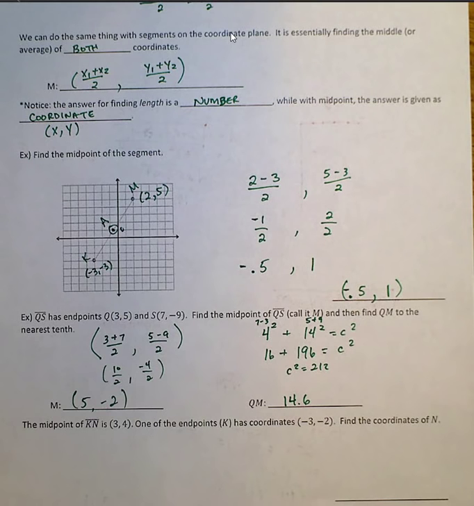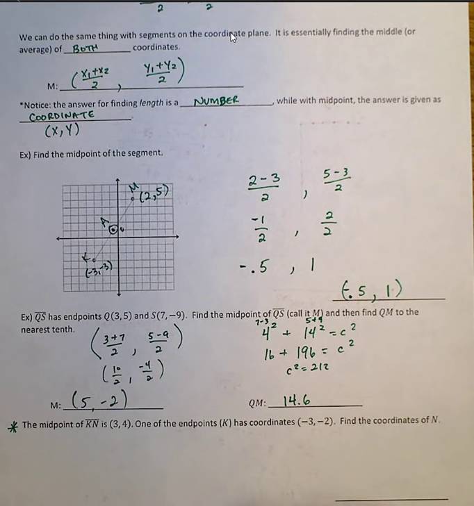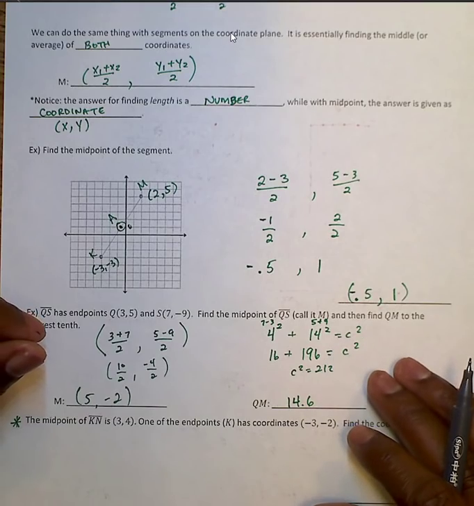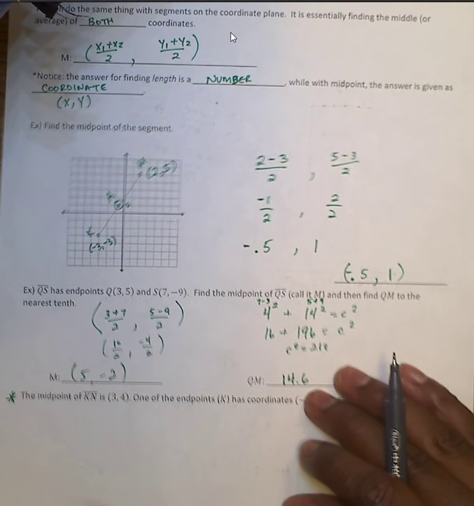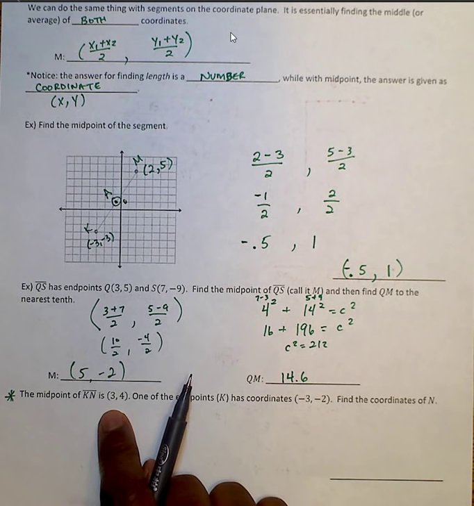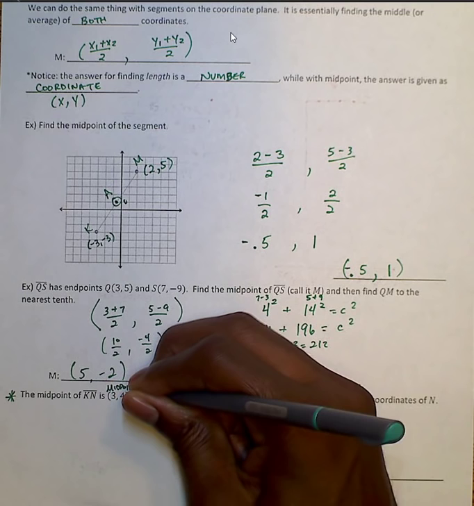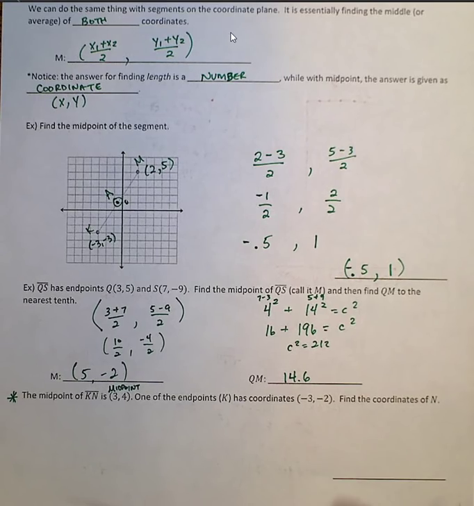Alright, now this final one is a little bit different. In this final question, instead of just giving us the points, the endpoints, what they did was they said, hey, the midpoint of KN is 3, 4. So this point is the midpoint. It says one of the endpoints, K, has a coordinate of negative 3, 2. Find the coordinate of N. Kind of throws a wrench in just plugging it in and doing the same thing. We have to think a little bit.